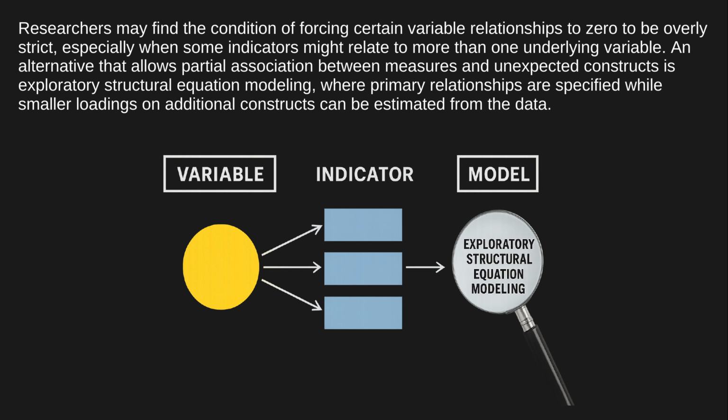Researchers may find the condition of forcing certain variable relationships to 0 to be overly strict, especially when some indicators might relate to more than one underlying variable. An alternative that allows partial association between measures and unexpected constructs is exploratory structural equation modeling, where primary relationships are specified, while smaller loadings on additional constructs can be estimated from the data.